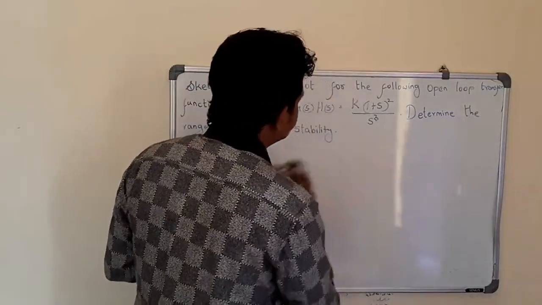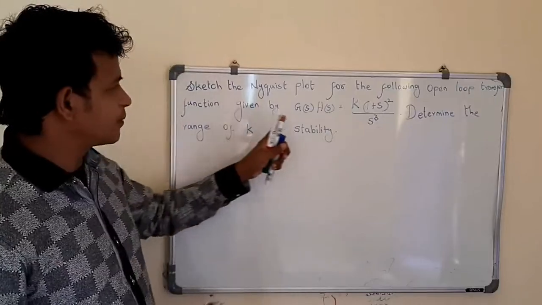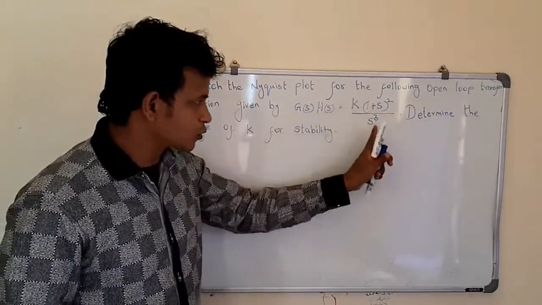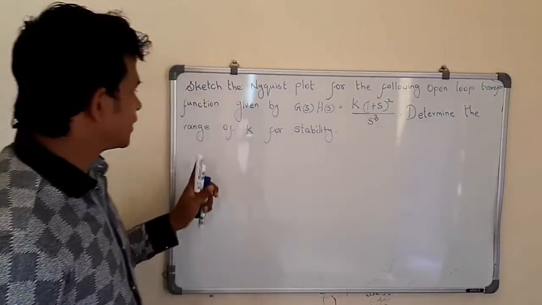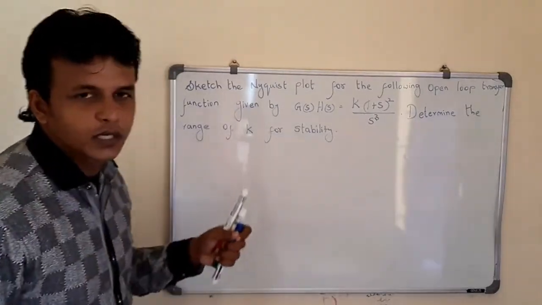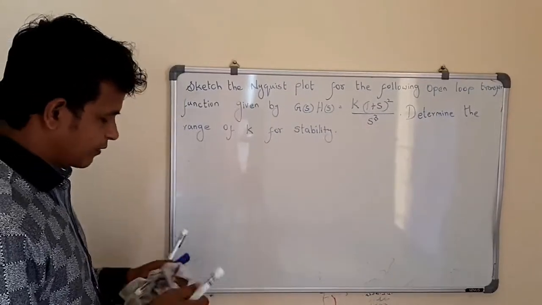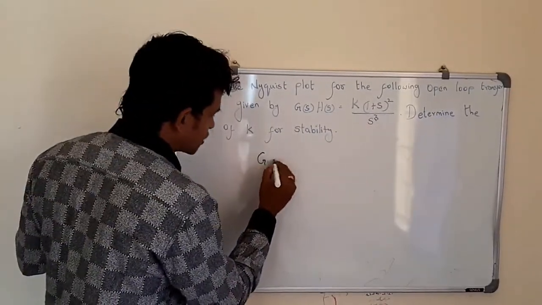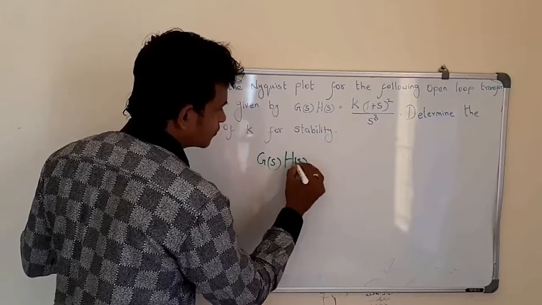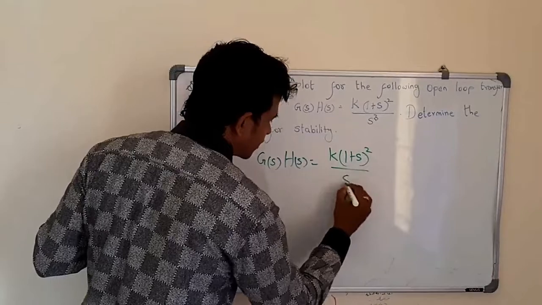Okay, so here, sketch the Nyquist plot for the following open loop transfer function given by G(s)H(s) is equal to k into (1 plus s) the whole square divided by s cube. Determine the range of k for stability. So the first thing is we have to find how many poles are available on the imaginary axis for the given transfer function. So the given transfer function is G(s)H(s) is equal to k into (1 plus s) the whole square divided by s cube.